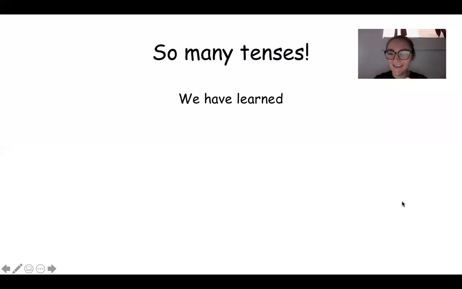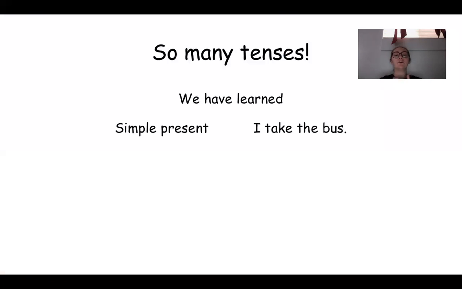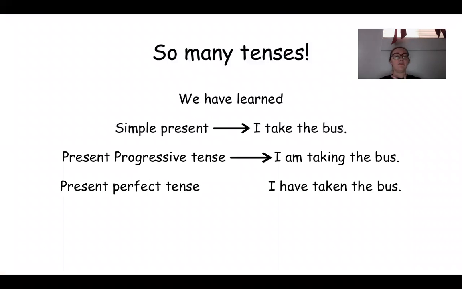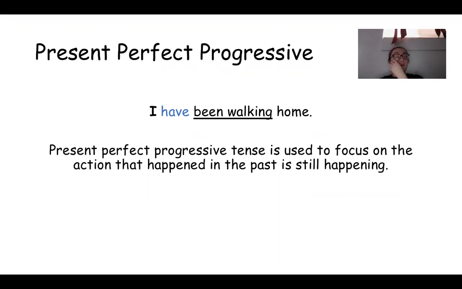So there are a lot of tenses in English. So we've learned simple present tense, right? I take the bus. Present progressive tense, which is I am taking the bus, right? We've got the ing. Then we have present perfect tense, which is I have taken the bus, right? So present perfect progressive, what is it? What does it mean? So we're going to learn how to make it. But this is an introduction.